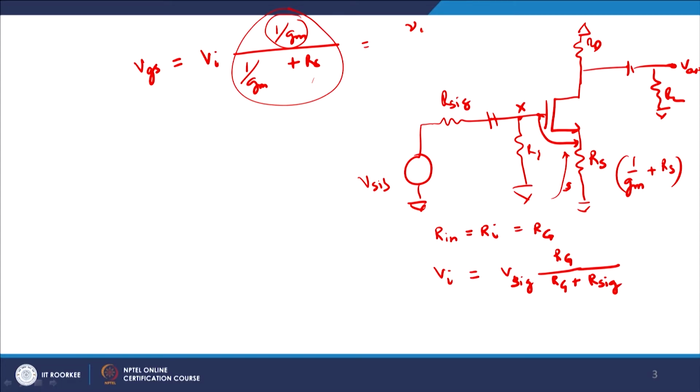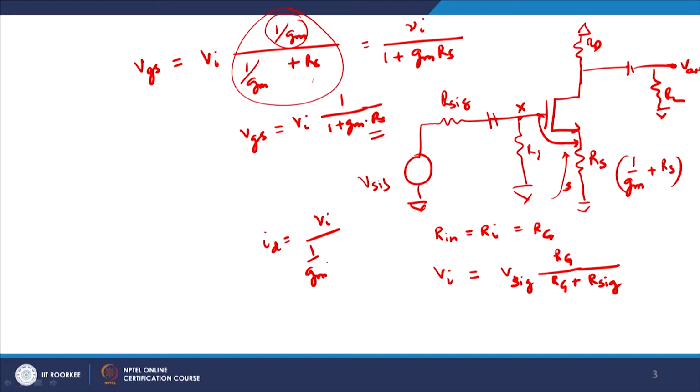This will be approximately equal to Vi upon 1 plus Gm times Rs. So VGS comes out to be Vi into 1 upon 1 plus Gm times Rs, and this Rs is the source resistance which you see. Therefore, the drain current ID will be given as Vi upon 1 by Gm plus Rs, and this will be approximately equal to Gm times Vi upon 1 plus Gm times Rs. This is equal to ID, fine.